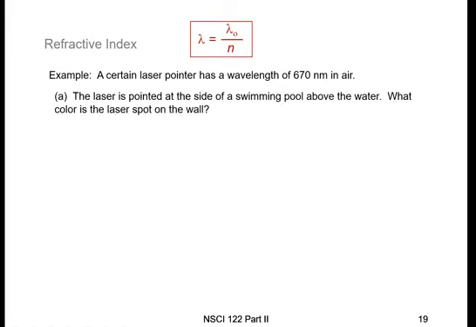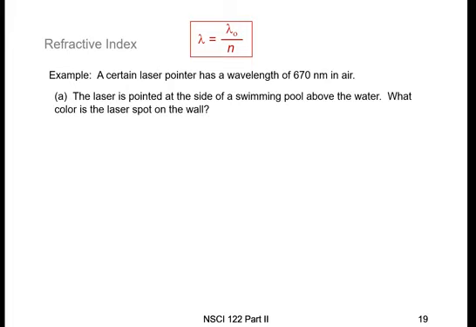And I want to point something out too about how we perceive color. Let's say I have a certain laser pointer. You guys are familiar with laser pointers. If I turn it on, the wavelength of the light in air is 670 nanometers. Let's suppose you point this at the side of a swimming pool, but above the water line. So the laser beam is traveling in air and hitting the side of the pool above the water. Some of that light's going to reflect back to your eye. So what I want to know is, what color is that laser spot on the wall?